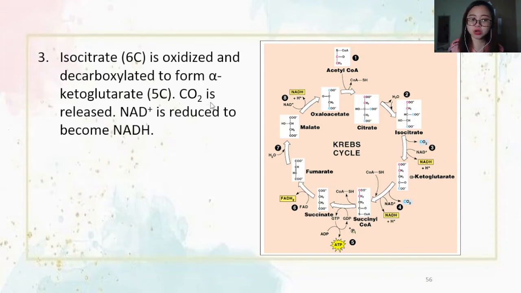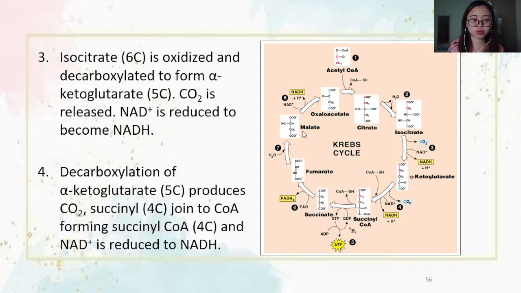Decarboxylated means CO2 is released and NAD+ is reduced to become NADH. So di sini, decarboxylated, kita keluarkan satu molekul carbon dioxide. Oxidized, kita keluarkan hydrogen atoms. So, who's going to receive that hydrogen? It's going to be NAD+. NAD+ will become NADH plus H+. So, what we are left with from isocitrate, it becomes alpha ketoglutarate, which is now 5 carbon molecule.